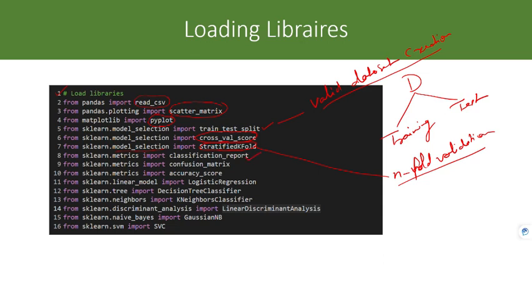This is for generating the report of your implemented model. So classification report. When you generate a classification report, you will get several benchmark metrics as outcome. Confusion matrix. This is to create confusion matrices. Something like this, you will get some values. This is for accuracy score. This is for logistic regression. This is to create a decision tree classifier. This is for implementing a KNN classifier. This is for LDA, linear discriminant analysis. This is for Gaussian, and this is for support vector machine.